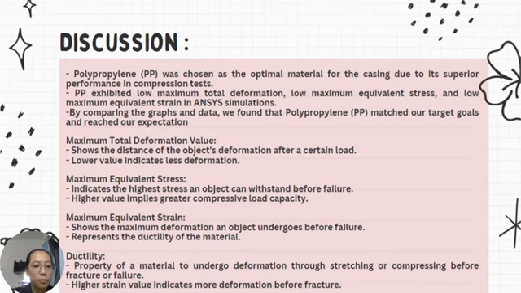Maximum total deformation value shows the distance of the object deformation after a certain load. Lower value indicates less deformation. Maximum equivalent stress indicates the highest stress an object can withstand before failure. Higher value implies greater compressive load capacity. Maximum equivalent strain shows the maximum deformation an object undergoes before failure, representing the ductility of the material. Ductility is the property of a material to undergo deformation through stretching or compressing before fracture or failure. Higher strain value indicates more deformation before fracture.